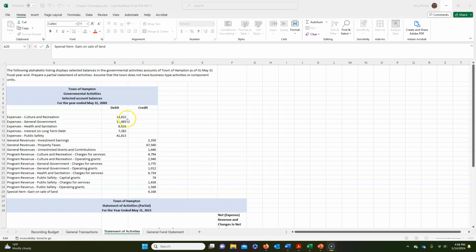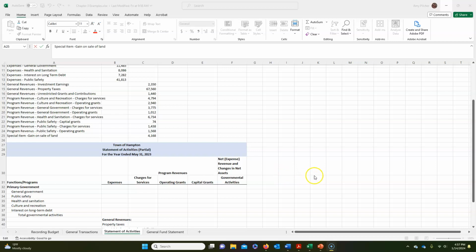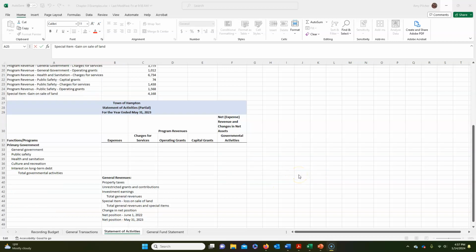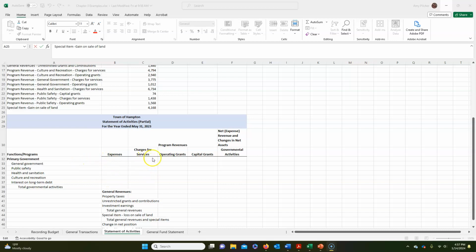In this third example, we have a list of information for our fiscal year ended May 31st. We have expenses, general revenues, program revenues, and then we even have a special item. What we've been asked to do is take this information and create a statement of activities. So I have this statement of activities right here, and what we have is our expenses versus money that we have received in for various things.